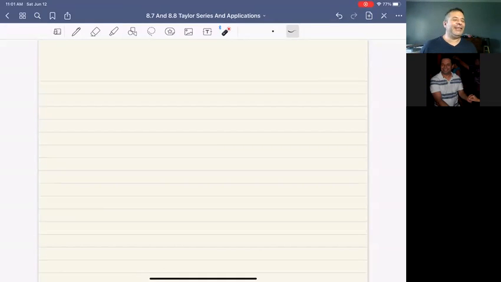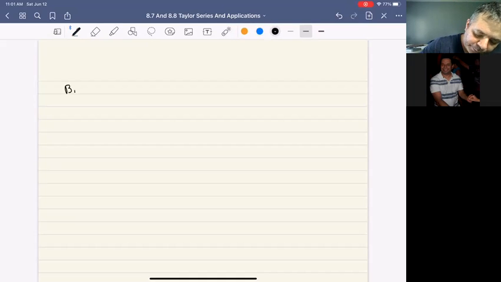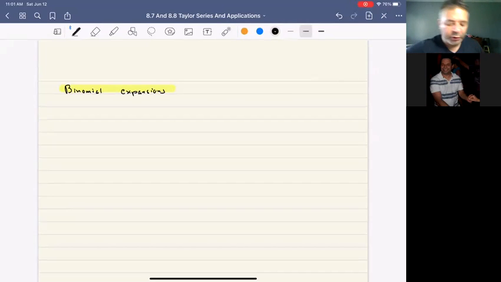All right. So this is, in my opinion, sort of the crowning jewel of what we want to do with Taylor series, okay? To me. So let's start with just some binomial expansions. I know, it's like, what the hell? Binomial expansions. So we have 1 plus x, that's an easy one.